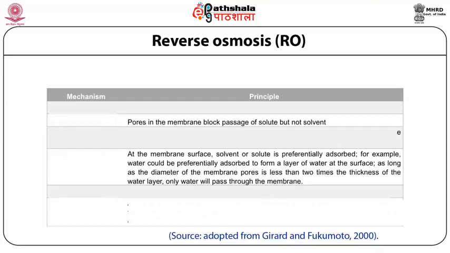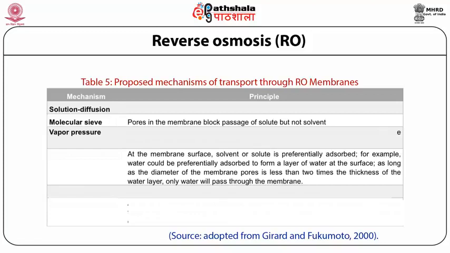Different other proposed mechanisms for water transport in the RO process are given in table 5. Table 5 shows the proposed mechanisms of transport through the RO membrane, which were given by Gerard and Fukumoto in the year 2000. These are solution diffusion, molecular sieve, vapor pressure, preferential sorption, and hydrogen binding. So these are the different mechanisms by which the separation or the operation of the RO process takes place.